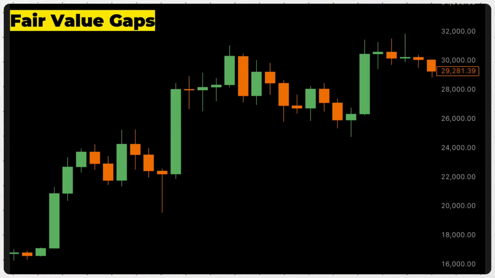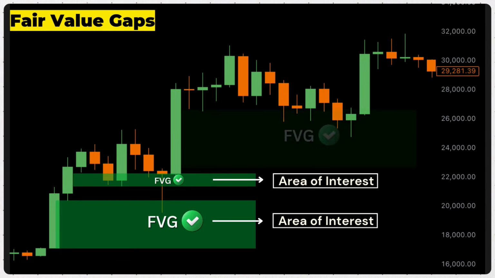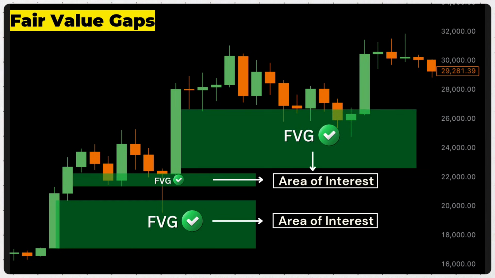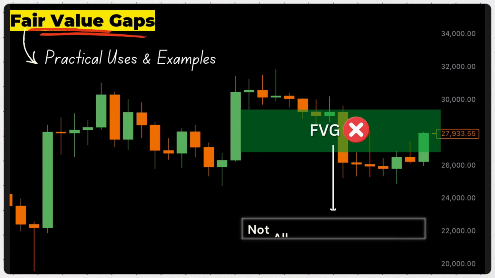Fair value gap is one of the most talked about concepts in trading. When used properly, it helps you spot areas where price is more likely to react, especially where markets moved too fast before. Today I'll show you how to use fair value gaps in a practical way and how to filter out the ones that matter from the ones that don't.